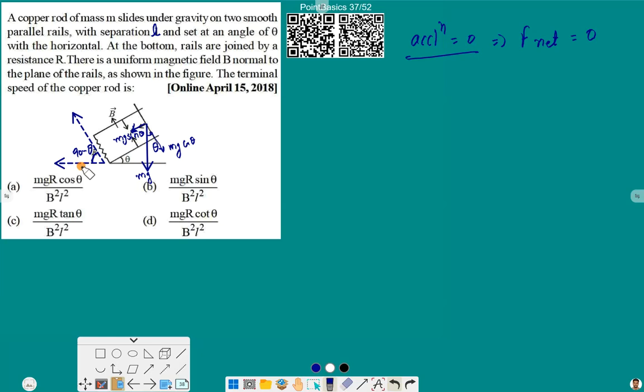Now coming to the magnetic force. Here I made a slight mistake: while reading the statement, it is mentioned that the magnetic field is normal to the plane of the rails. So the magnetic field here is not parallel to this length, it is perpendicular to this length, coming outward. So let me correct that. This is deleted, and the magnetic field will be something like this, out of the plane of the paper.